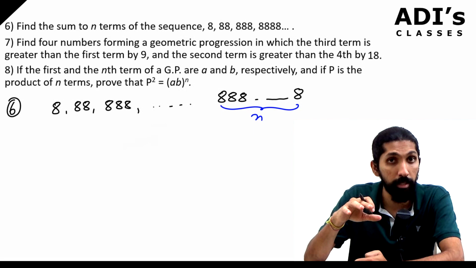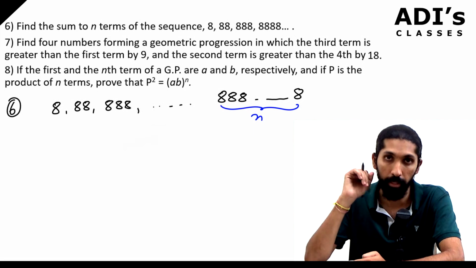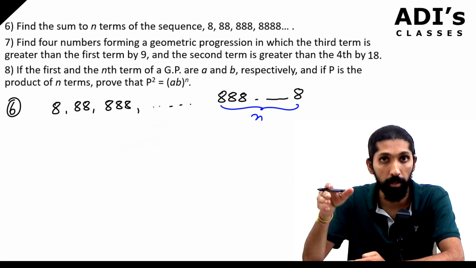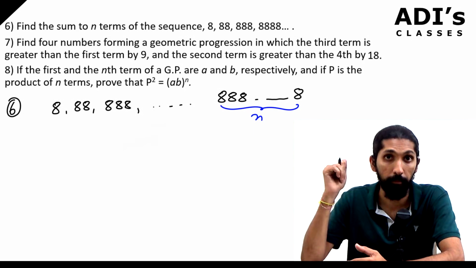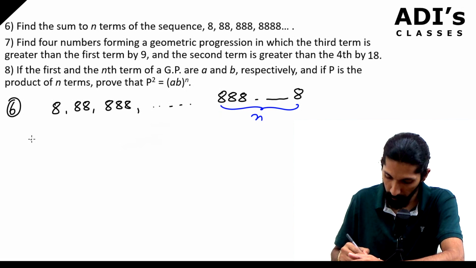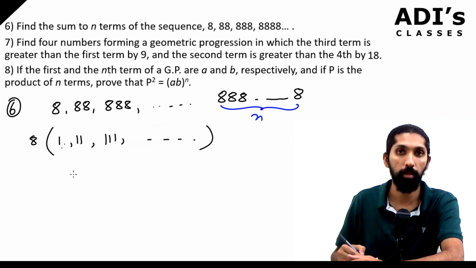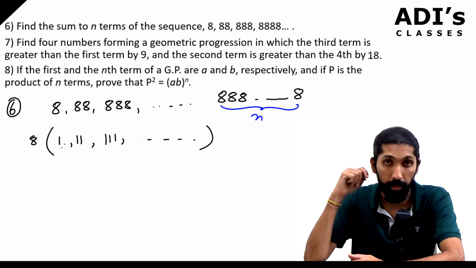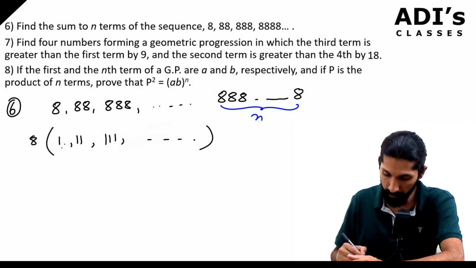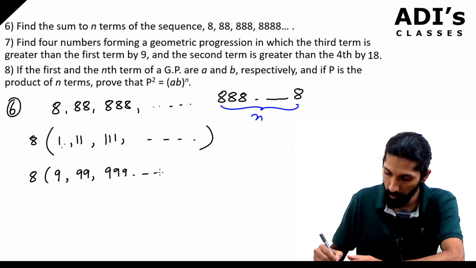Okay, so to convert this into a GP, what we do now is we divide the entire thing by 8. Of course, you can't just divide and leave it. You also have to multiply. So first, we can write this as 8 into 1, 11, 111, so on and so forth. Isn't it? Now we multiply by 9. That means we can write this as 8 into 9, 99, 999, so on and so forth.